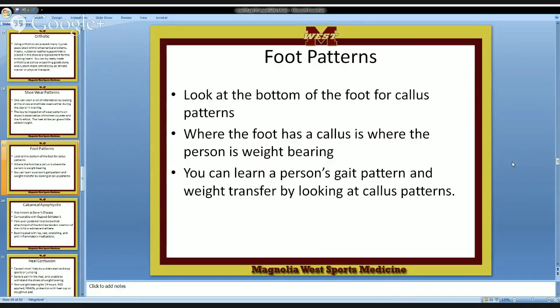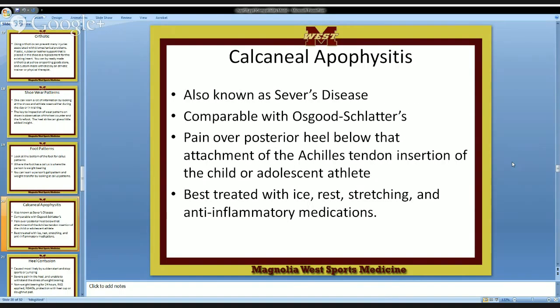So where the callus is on the foot, that's where the person's actually pushing off. All right. So you can learn a lot about a person's gait pattern and their weight transfer by looking at the calluses on the bottom of their feet. Okay. Calcaneal apophysitis, also known as Sever's disease.